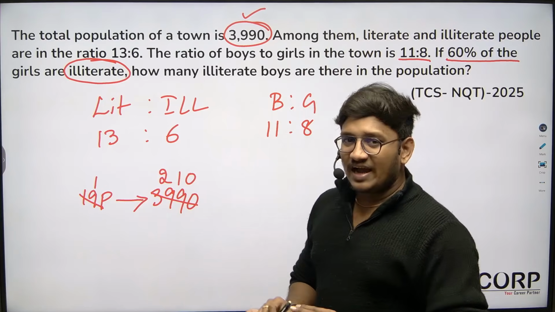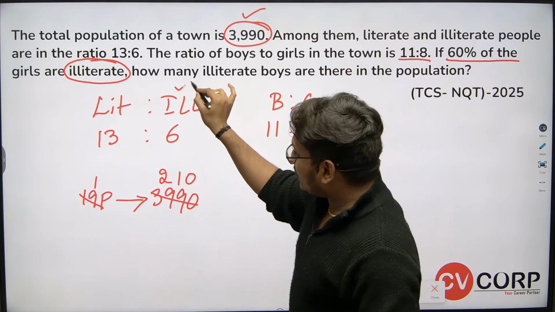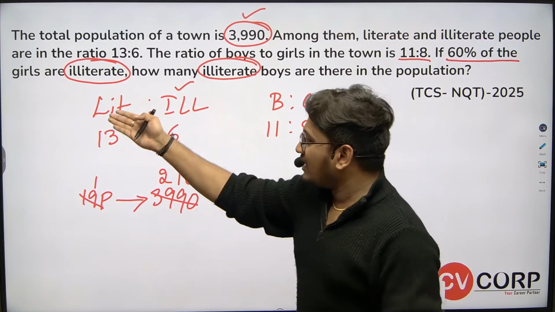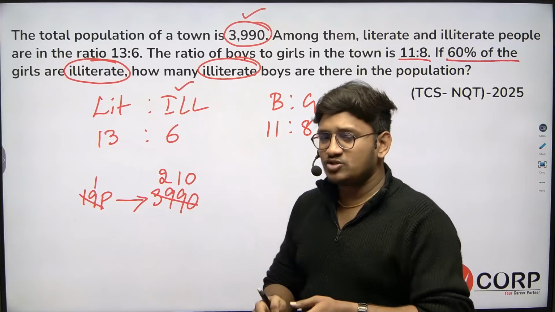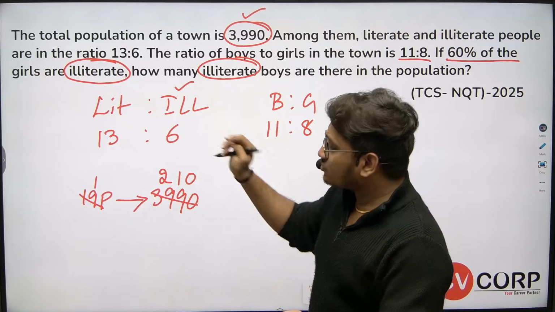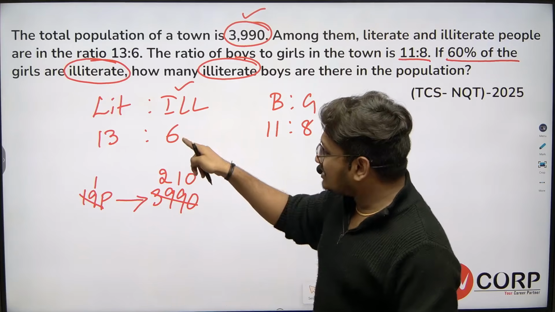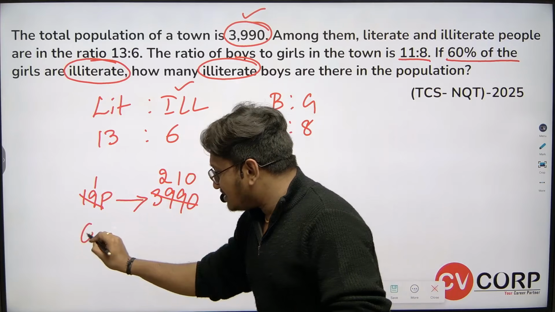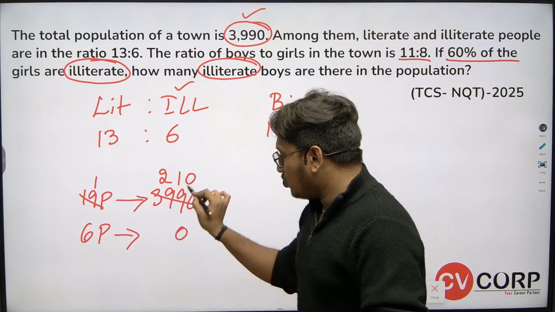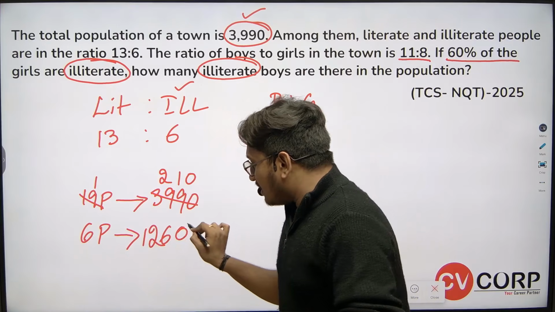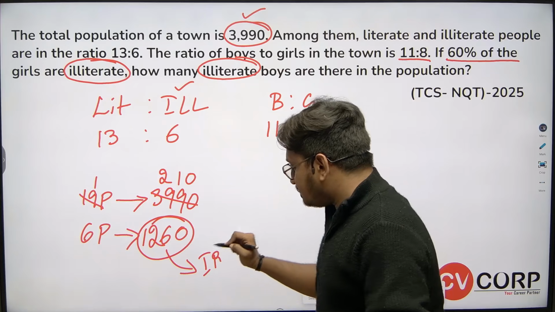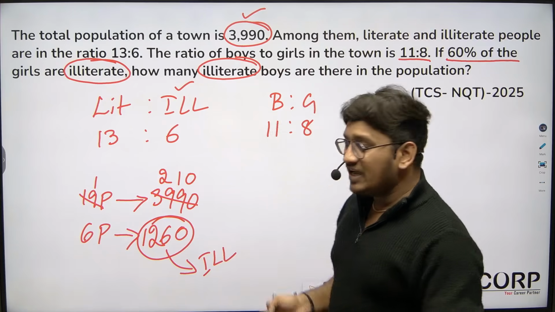From this, I just want to calculate illiterates, because in the question they are asking us to find illiterates. We should not waste time calculating how many literate people there are. No need to calculate all the values. They are just asking us to find the illiterate count, so just focus on illiterates. The illiterate count is 6 parts, right? If one part is 210, for 6 parts you just need to multiply 210 by 6. 6 times 2 is 12. Now I can say that 1260 people are illiterate.